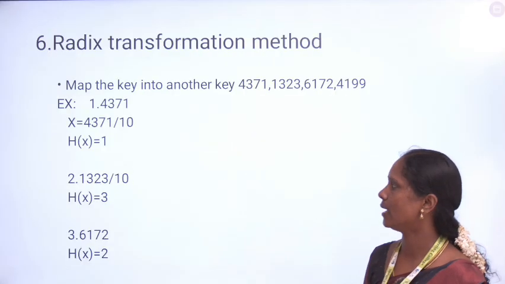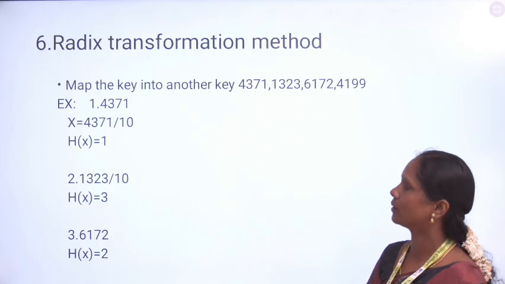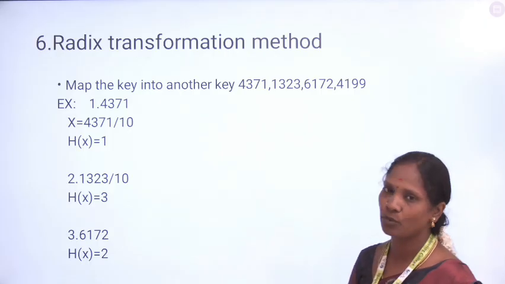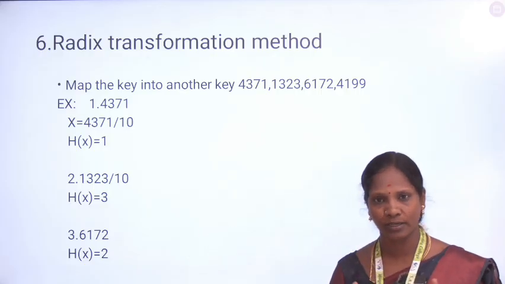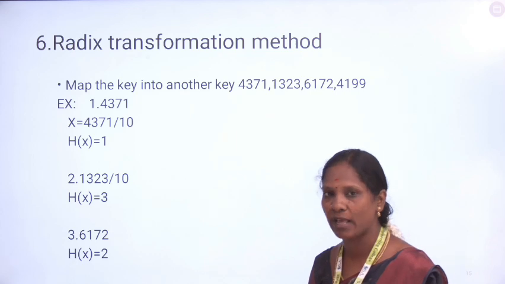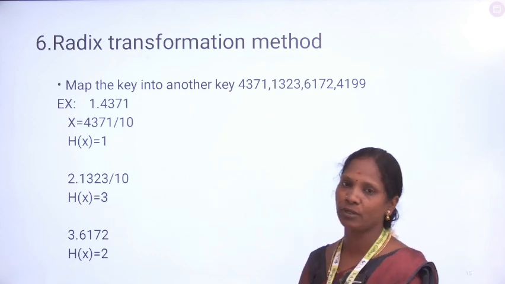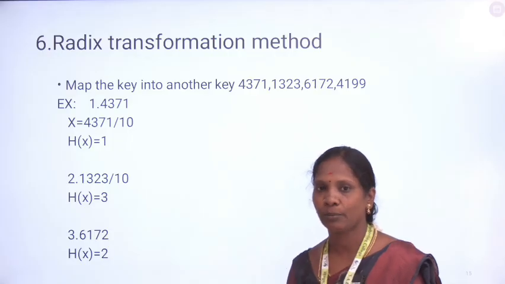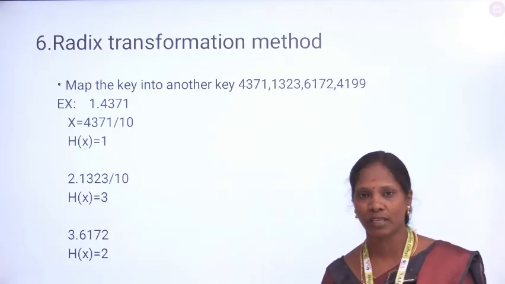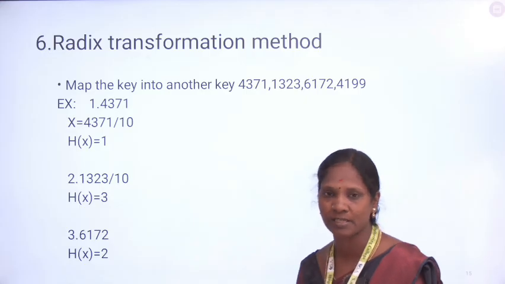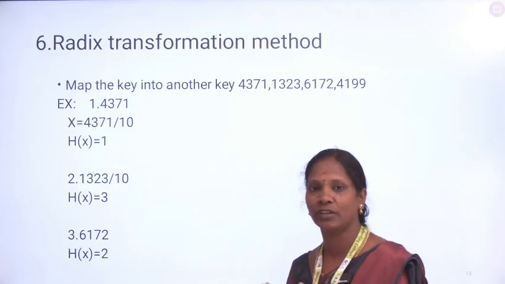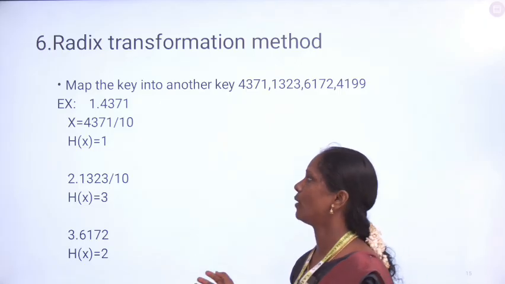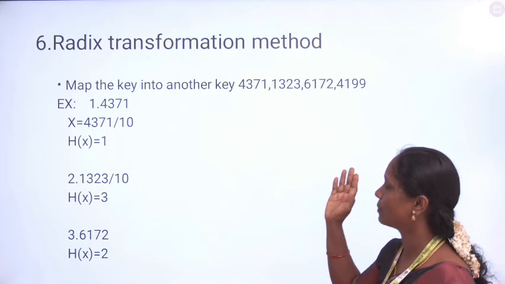And the last one is the radix transformation method. This transformation method is the most important in this hash function, because any size of block of data should be transformed into a fixed size block. We use a fixed size block because the array is a fixed size. This is for homogeneous, meaning each and every data should be similar. That's why the radix transformation method is used.